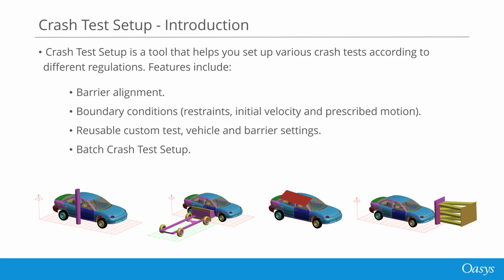The crash test setup tool helps you to set up various crash tests according to different regulations. The tool positions the barrier to the vehicle and creates all the surrounding boundary conditions, such as restraints, barrier or vehicle velocities, and contact definitions. You can create custom tests or modify vehicle and barrier settings to create bespoke load cases for your vehicles. These settings can be saved and reused, making it very easy for you to set up your own custom load cases that are always pre-configured and ready to go.